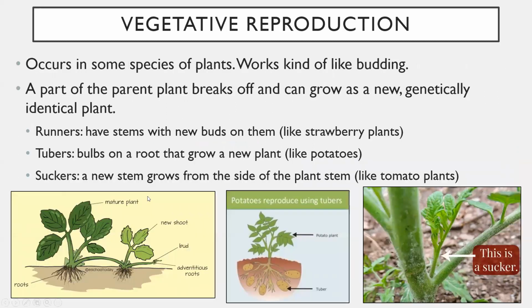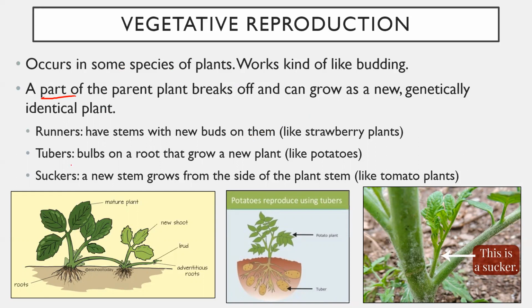The last one we're going to look at here is vegetative reproduction. This occurs in some species of plants, and it works kind of like budding. It's almost the same kind of thing. A part of the parent plant breaks off and can grow as a new genetically identical plant. That might seem very vague, especially where it says just a part of it, but that's because vegetative reproduction can be many different parts of a plant.